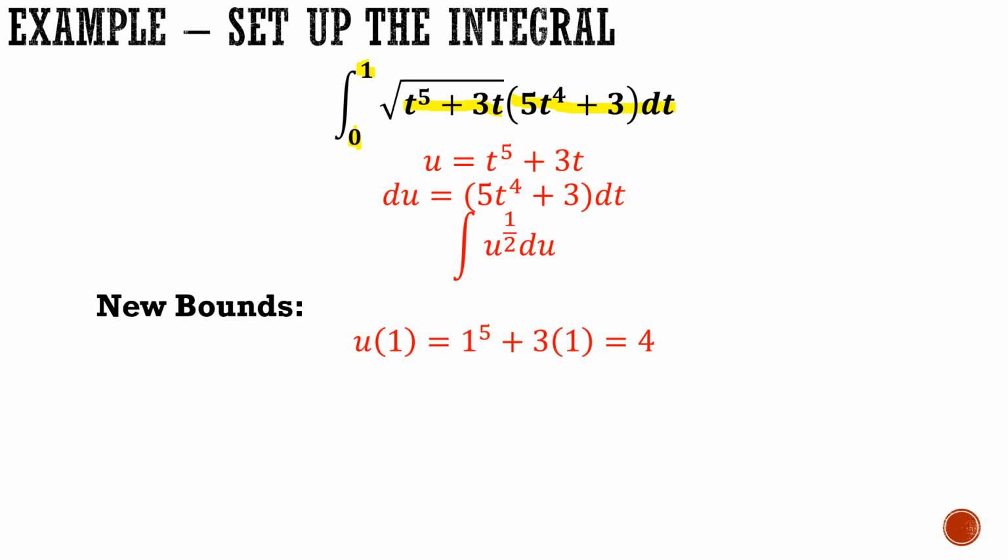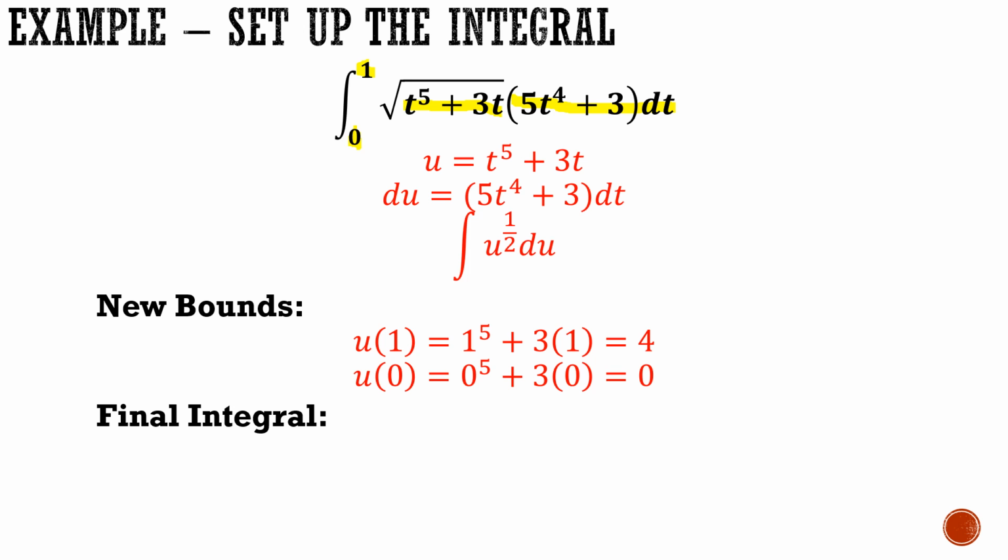So plugging the 1 into u, I get 1 to the 5th plus 3 times 1, which is 4. And then plugging the 0 into u, I get 0 to the 5th plus 3 times 0, which is 0. So my new integral would be the integral from 0 to 4 of u to the 1/2 du.